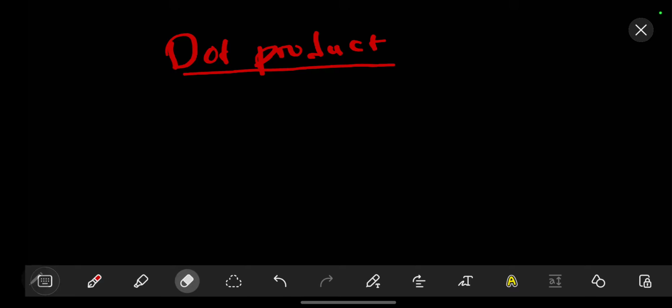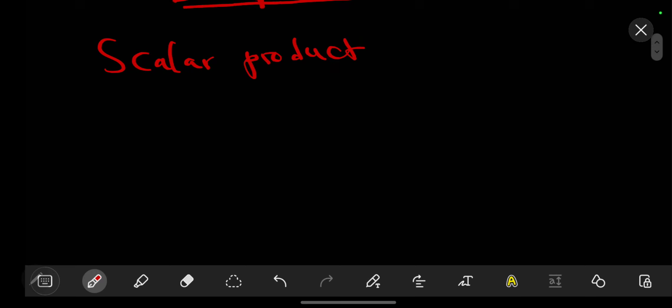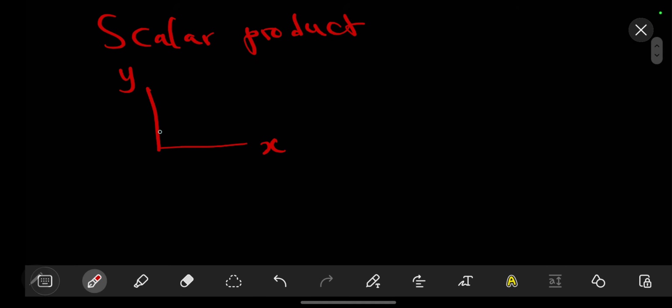So here today we are going to be looking at the dot product. The dot product is also known as the scalar product. Now under vectors, let's say we have the x-y plane like this. We have the x, we have the y like that. Under vectors we are going to be focusing on the three planes.